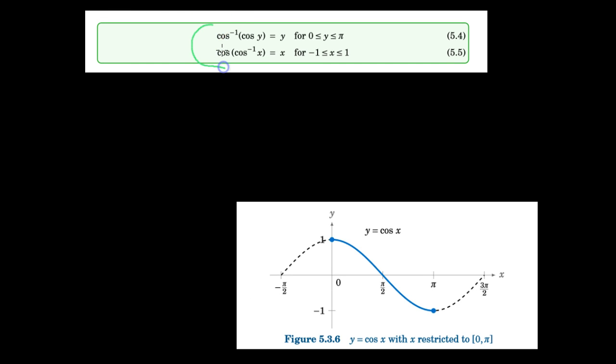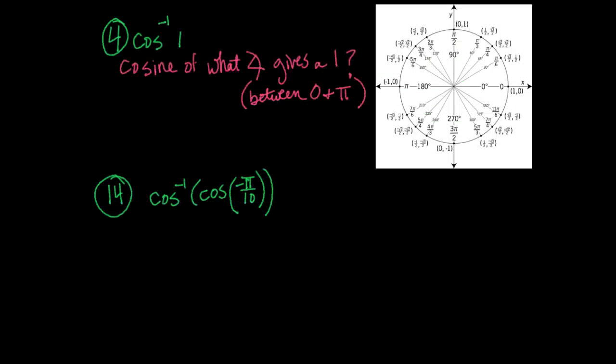So same goes, they undo each other as long as your y values are between 0 and pi. And similarly, they undo each other as long as your x values are between -1 and 1. And that's for the inverse function. So now the trick is on the unit circle, we're going from 0 to pi. Okay, so everything up here we can work with in the first and the second quadrant.